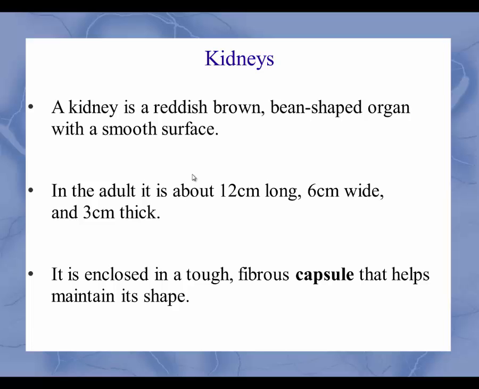Kidneys are a bean-shaped organ, reddish-brown in color. In the adult, it's about 12 centimeters long, about 6 centimeters wide. And it's wrapped in a very fibrous, very tough membrane called the capsule. This will help maintain that bean shape.